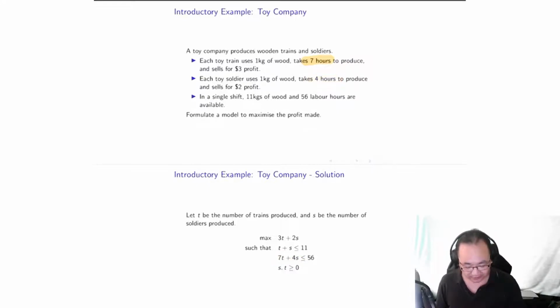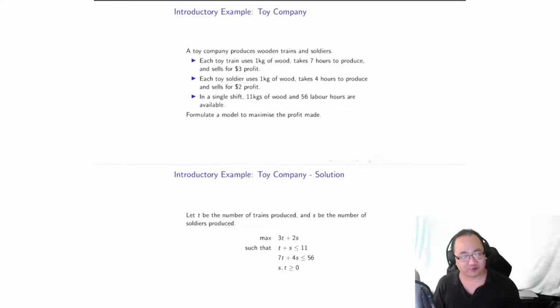Then I want you to do the same for, say, the 11 kilograms of wood and the labor hours. You can see that on the right hand side here. What does that tell you about the equations in the model? I want you to have a think about that one as well. And that actually leads me to my third question, as to what you think each equation represents. I think you're starting to get an idea now.